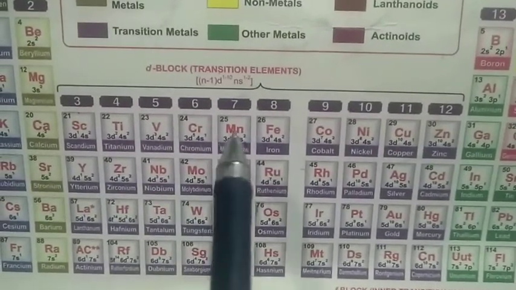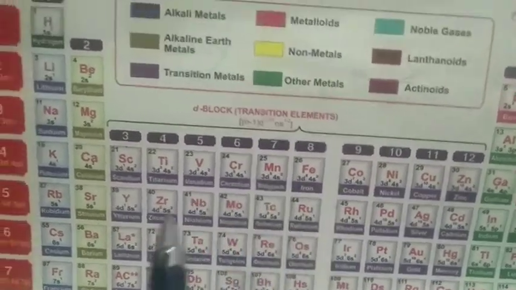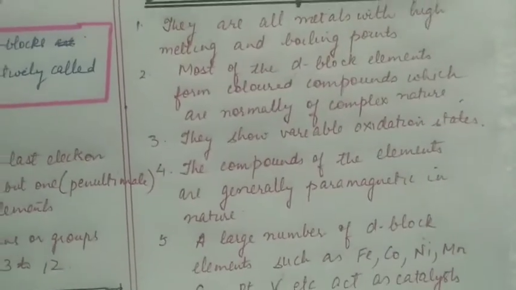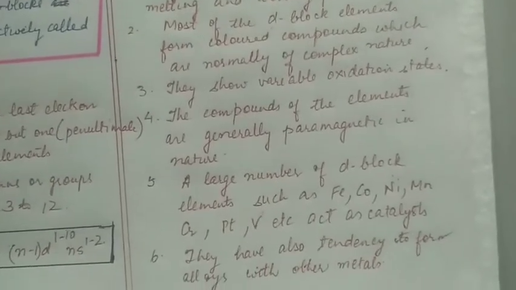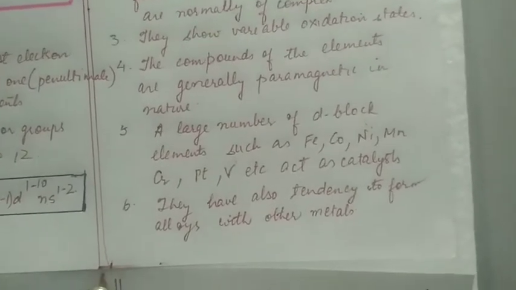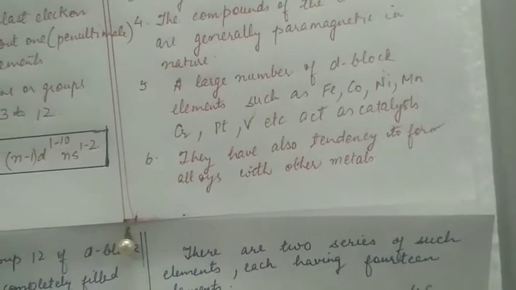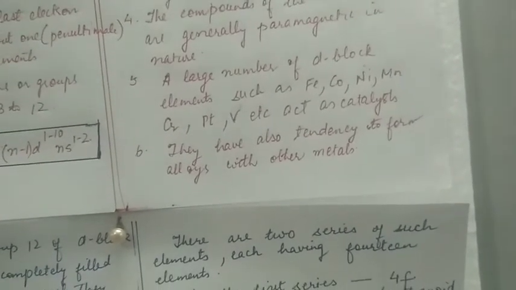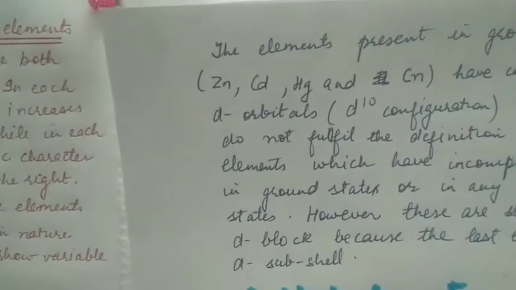They are all metals with high melting and boiling points. Most of the d block elements form colored compounds, which are normally of complex nature. They show variable oxidation states. Compounds of these elements are generally paramagnetic in nature. A large number of d block elements such as iron, cobalt, nickel, manganese, chromium, platinum, vanadium, etc. act as catalysts. They also have a tendency to form alloys with other metals.